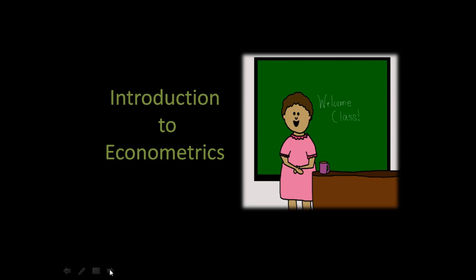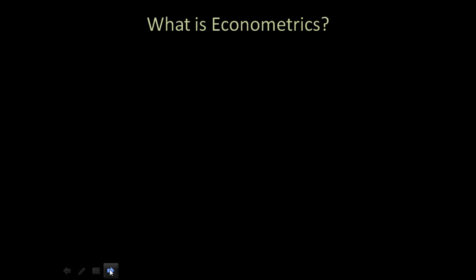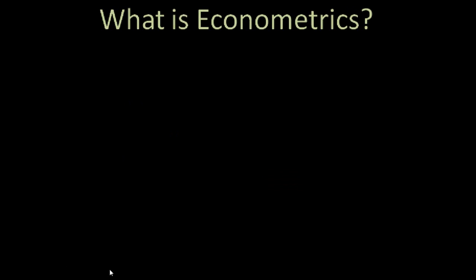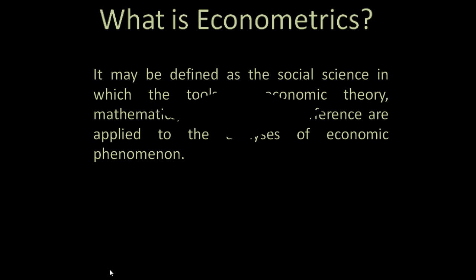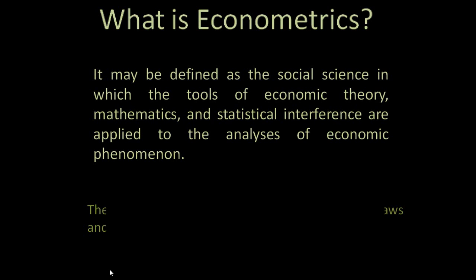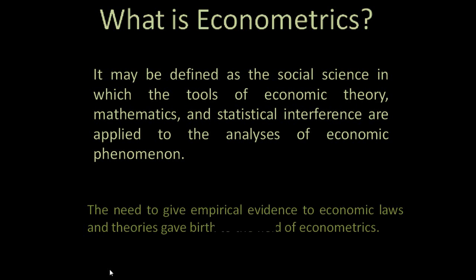In this video, I'll give a brief introduction to econometrics. Econometrics is defined as a social science in which the tools of economic theory, mathematics, and statistical inference are applied to the analysis of economic phenomena. Basically, the need to give empirical evidence to economic theories gave birth to the field of econometrics.